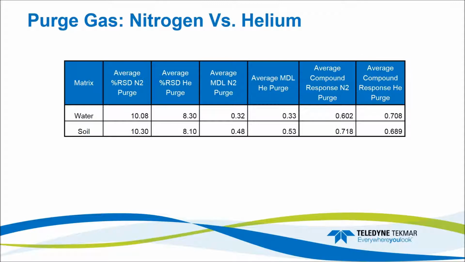Similarly, we see low MDLs in both soil mode and water mode with both nitrogen and helium as our purge gases. And then we see good response factors, generally speaking, across a wide range of compounds. So this just goes to show that in most cases, nitrogen really does give us pretty decent results, right? We don't really give up a lot by making that change.